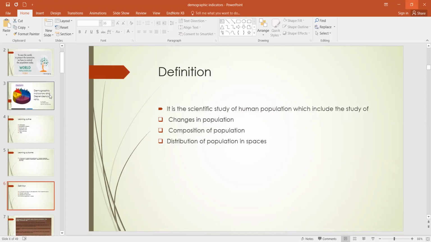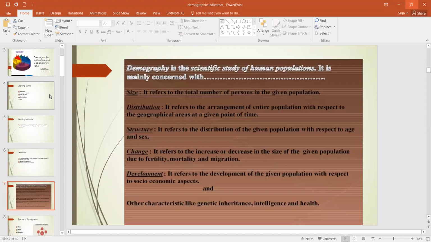Definition. Demography basically is the scientific study of human population, which includes the study of change in population, composition of population, and distribution of population in space. Demography is the scientific study of human population, and it basically covers the different aspects of society.